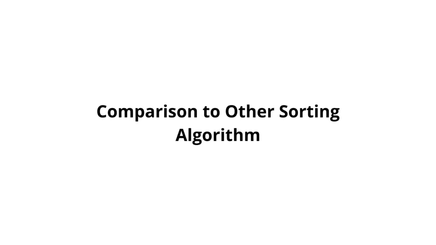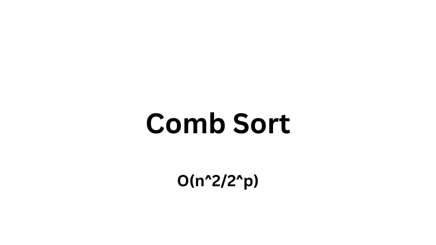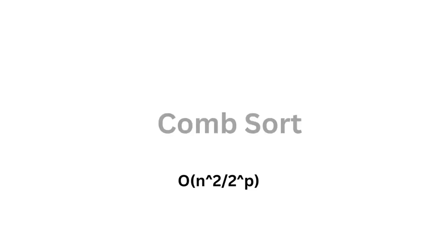Now, let's briefly compare bucket sort's efficiency to other sorting algorithms. Here is the Comb Sort average case time complexity, where p is the number of increments. This scenario is more comparable to bucket sort's best case performance when elements are uniformly distributed.